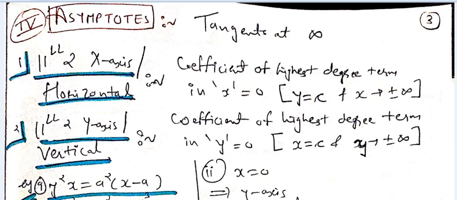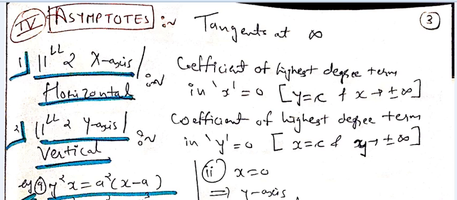Let us take the next point. The fourth point is asymptotes. Asymptotes means tangents at infinity. So there are basically three types of asymptotes: parallel to x-axis, parallel to y-axis, and oblique. That means horizontal asymptote, vertical asymptote, and oblique asymptote.